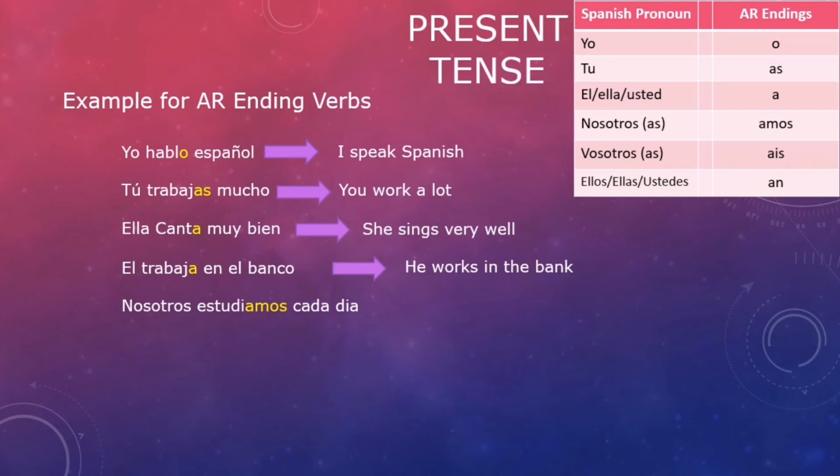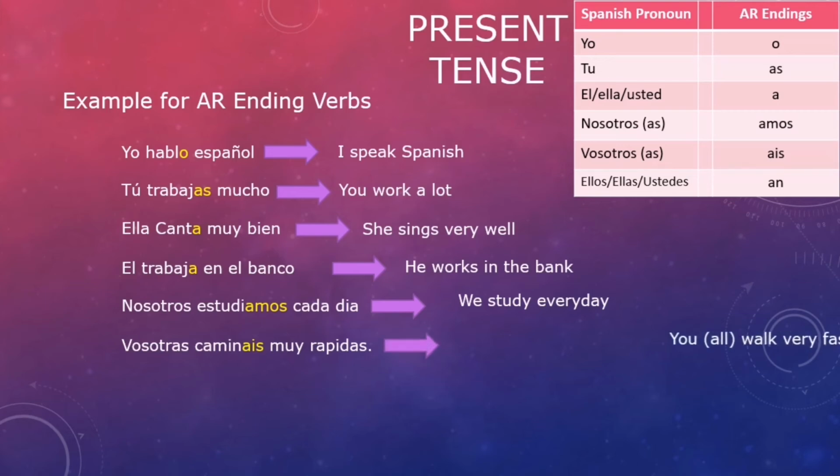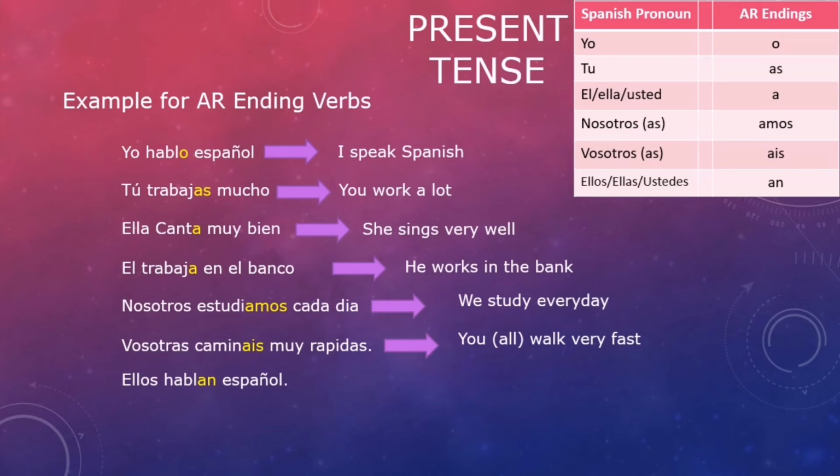Nosotros estudiamos cada día. We study every day. Vosotras camináis muy rápidas. You all walk very fast. And this time, the vosotras is referring to all women. Ellos hablan español. They speak Spanish. So in this sentence, it shows that they are referring to all men.